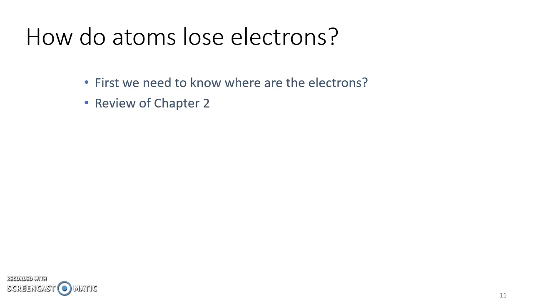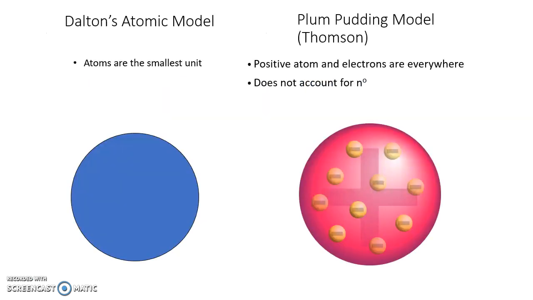So just a little review about some of the guys in the history of Chapter 2. We talked about Dalton's atomic model. Remember, his theory was atoms are the smallest unit, so they don't get broken up anymore. We know that's false at this point. We know that there's protons, neutrons, and electrons based on various people's theories.